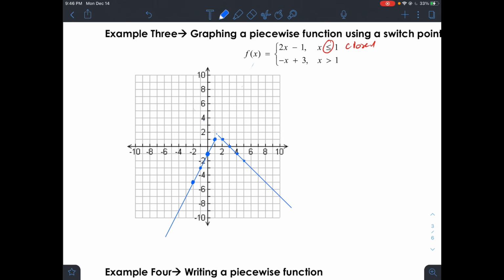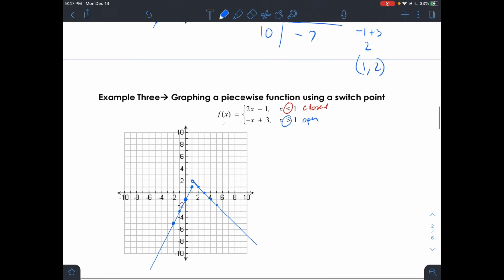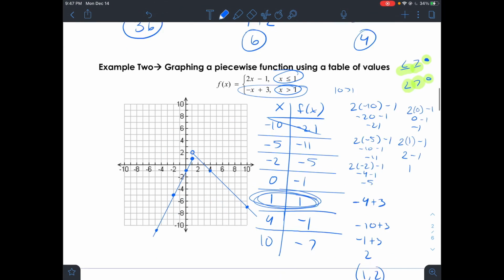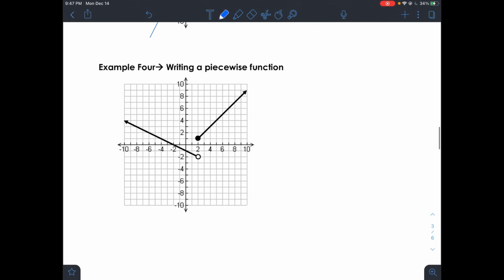And at 1, we have to decide, is it an open circle or a closed circle? Well, there is no equal to sign, so it is open. All right, so we'd put an open circle there, and that would be your answer. So that was, again, same problem, just a different way to graph. That one clearly involves erasing. That's how I like to do it. But if you like charts, go for it.